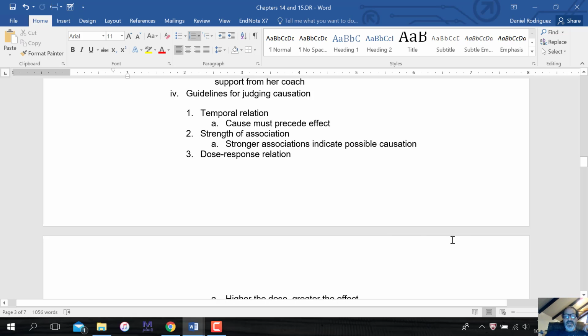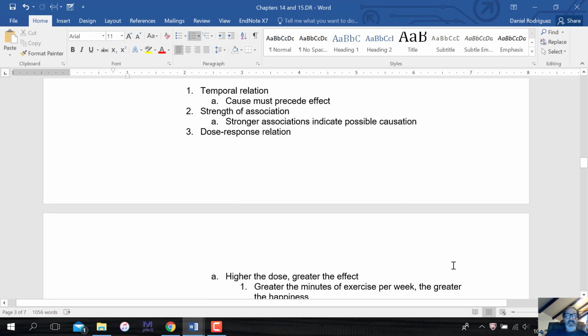In terms of guidelines for judging causation, the first important one is temporal relation. In a study that's, say, a cohort study design, even though it's not experimental, you can meet one of these criteria if you have the correct temporal association.